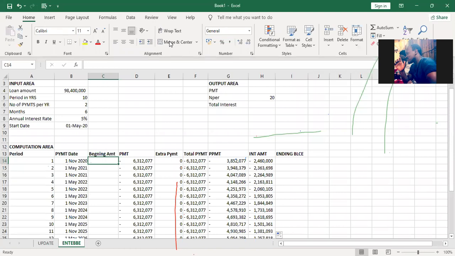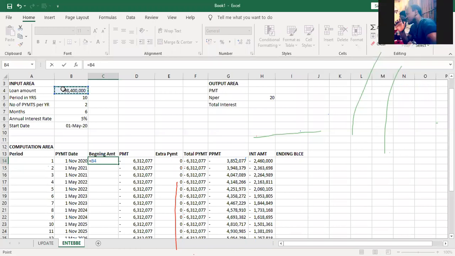So what is your beginning amount in period one? 98,400,000. Yes, so your beginning amount in period one is the loan amount. So press the cursor below beginning amount. Press equals, go and click on the loan amount from the input area. Beginning amount in period one equals the loan amount. And then you press enter.